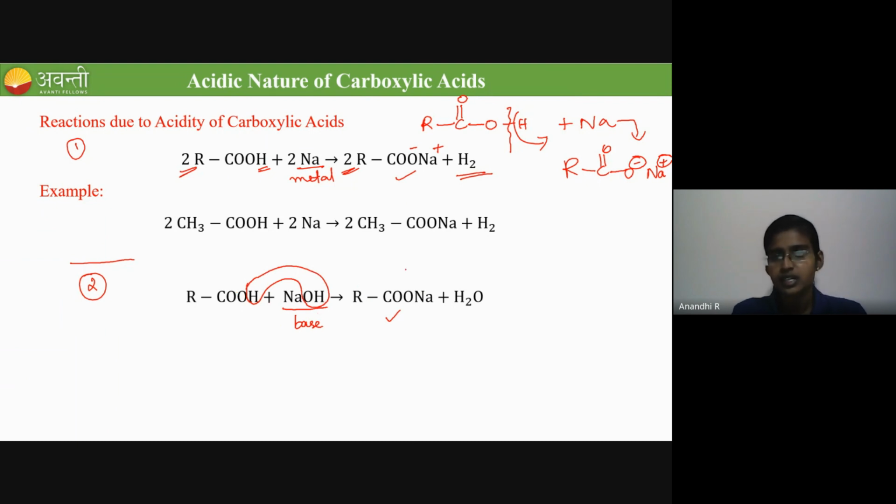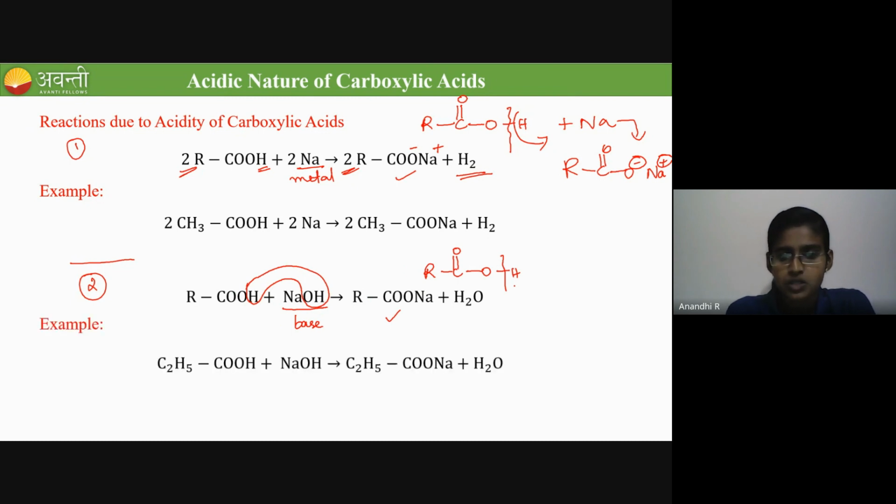So again here in this carboxylic acid also, which bond cleaves? The OH bond gets cleaved and the hydrogen is replaced by sodium with the release of H2. Got it? So just see the example. Here I took propanoic acid. Propanoic acid on reaction with sodium hydroxide, we get sodium propanoate as the salt and H2O is going out. Got it?